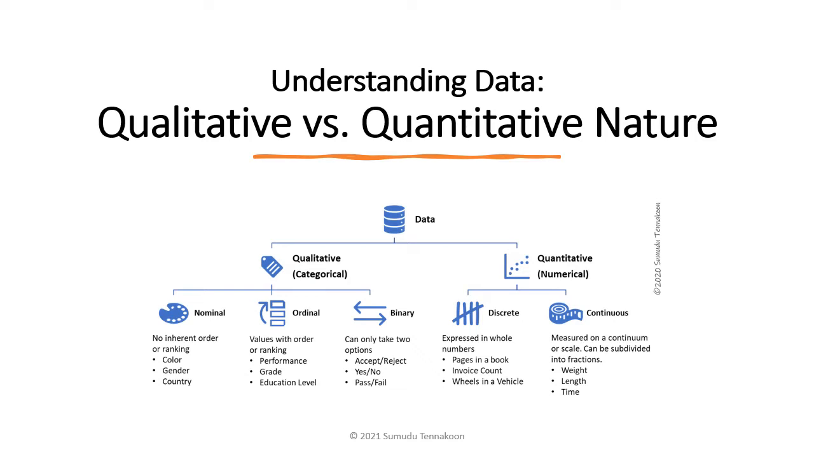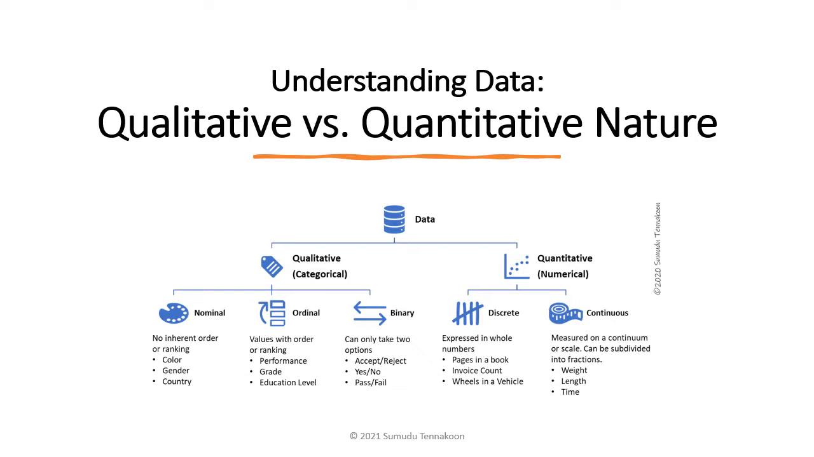Qualitative or categorical data can have three different forms. One is nominal, which has no inherent order or ranking. For example, color, gender, country. With color, you cannot say blue is greater than red, or red is greater than green. You cannot have a rank or order, right? Gender and country are the same.